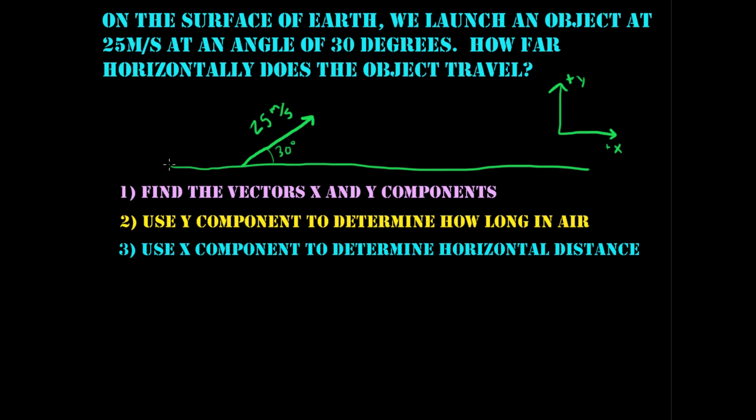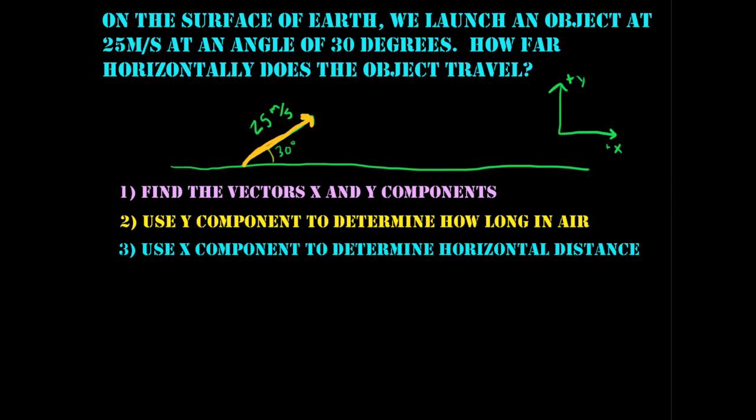When you start the problem, you read the problem. It says, on the surface of Earth we launch an object at 25 meters per second at an angle of 30 degrees. How far horizontally does the object travel? Well, you'd say, okay, I have this object being launched at 25 meters per second, so you draw your vector here 30 degrees above the axis, and you could go ahead and label it.